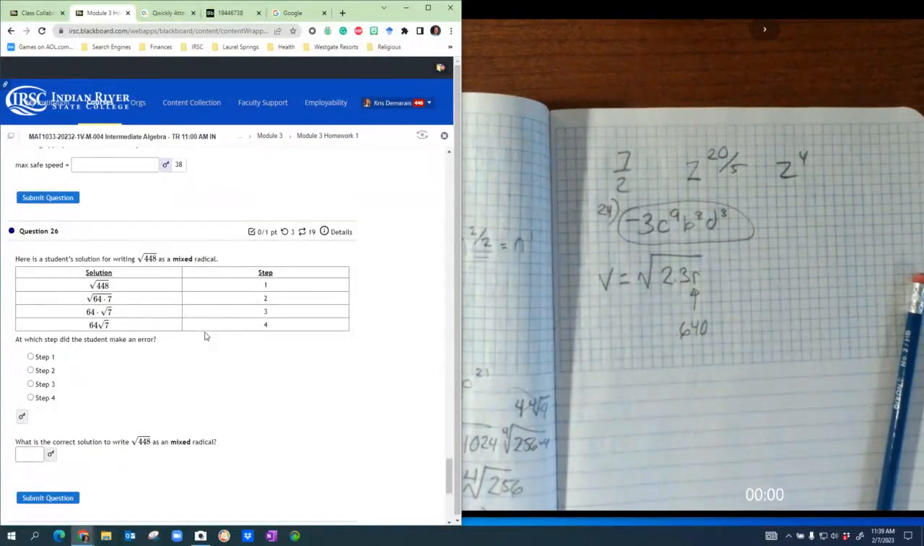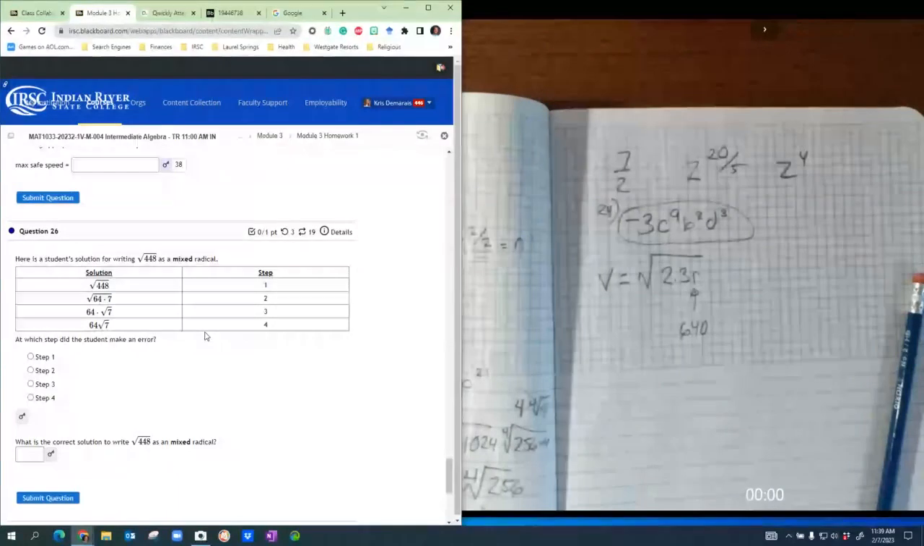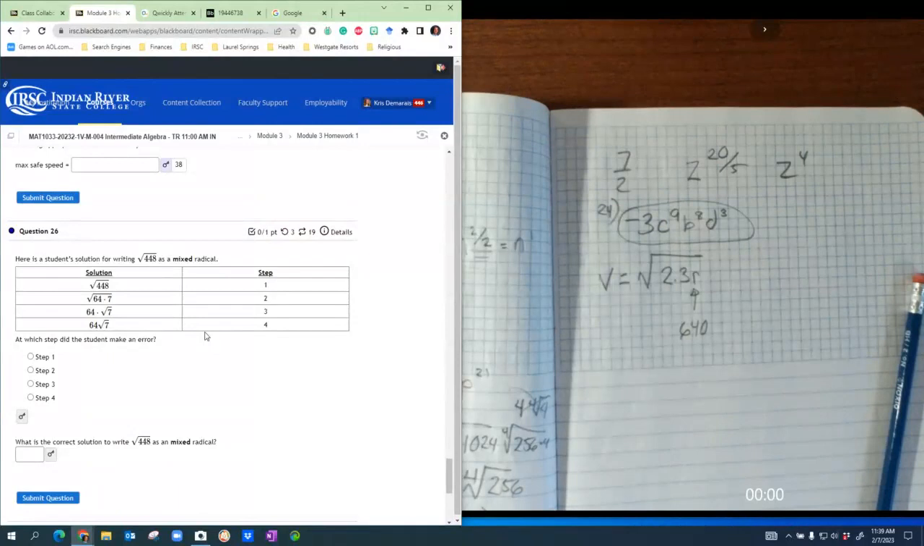So here's a student solution for writing 448 as a mixed radical. Step one, solution: 448 as 64 times 7, and then the 64 they just automatically took out. However, they should not have just taken it out of the radical, because what is the square root of 64?